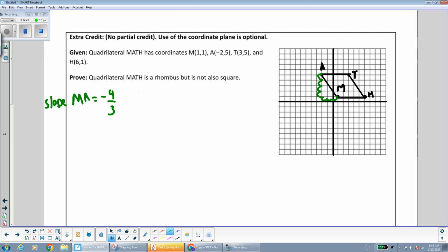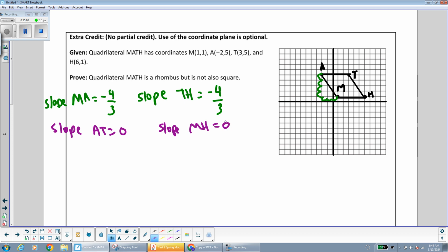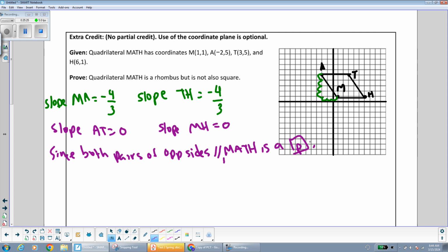The slope of TH is also negative 4 over 3. The slope of the other two opposite sides, the slope of AT, is 0, it's a horizontal line, and the slope of MH is also 0, it's a horizontal line. So since both pairs of opposite sides are parallel, quadrilateral MATH is a parallelogram.